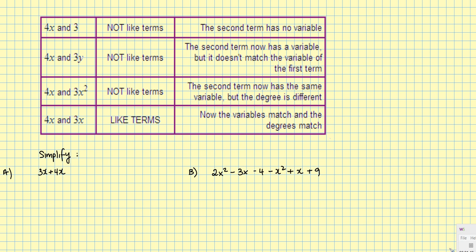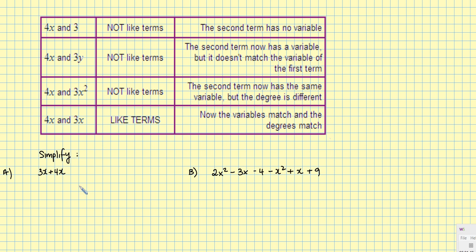And then in the third row, we've got 4x and 3x squared. They're not like terms, again, although they both have an x on them. One of them has x on it, whereas the other one has x squared. So the degree is different here. So x and x squared are two different terms. Okay? And then the last example is one where we do have like terms, where we've got 4x and 3x, where x and x are matching up so that we know that they are like terms. They have the degrees that match, as well as the variables that are the same.